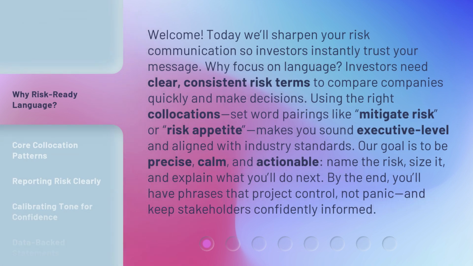Welcome. Today we'll sharpen your risk communication so investors instantly trust your message. Why focus on language? Investors need clear, consistent risk terms to compare companies quickly and make decisions. Using the right collocations, set word pairings like mitigate risk or risk appetite, makes you sound executive level and aligned with industry standards. Our goal is to be precise, calm, and actionable. Name the risk, size it, and explain what you'll do next. By the end, you'll have phrases that project control, not panic, and keep stakeholders confidently informed.